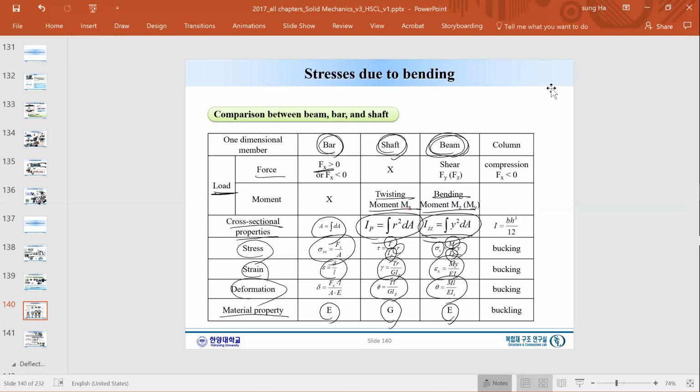And this table will help us to understand three structures: bar, shaft, and beam. But the most important case in the beam is that the cross-sectional property is now the moment of inertia.